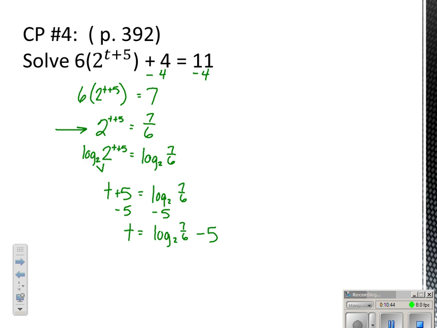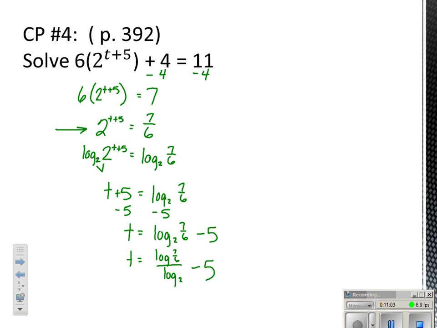Then, again, there's not a whole lot you can do with that log part. You're looking at another ratio to set up. So we're going to have log of 7/6. There's a question almost just like this on your quiz. There's your ratio, minus 5.